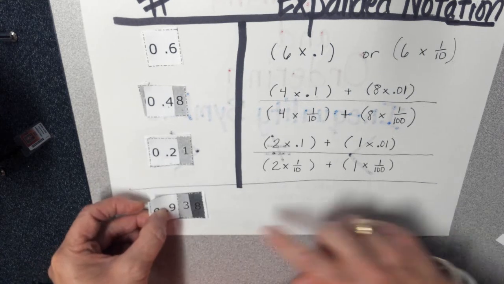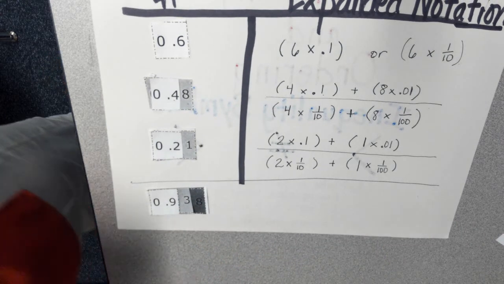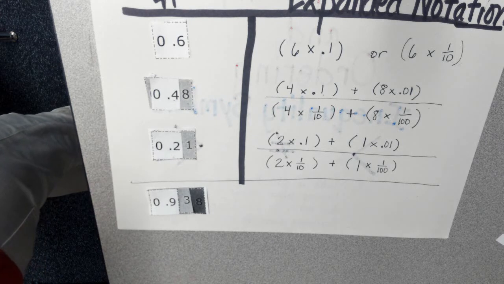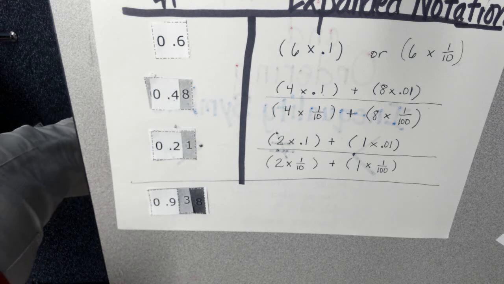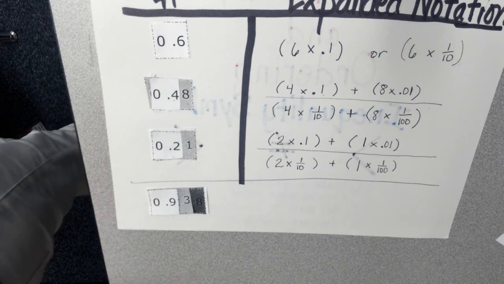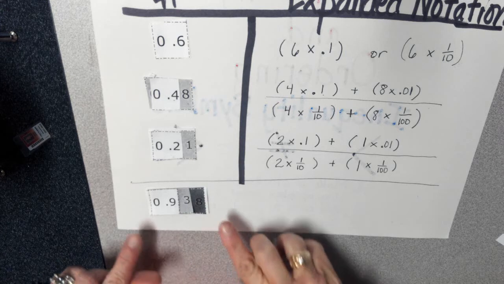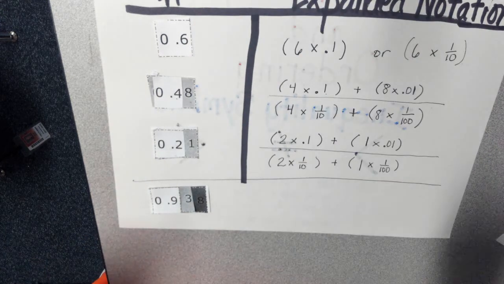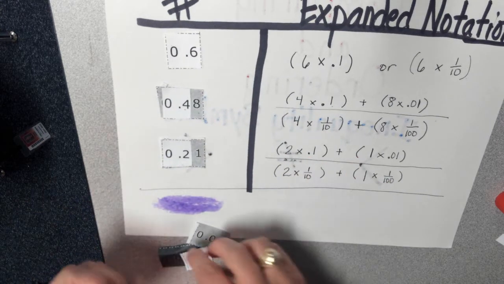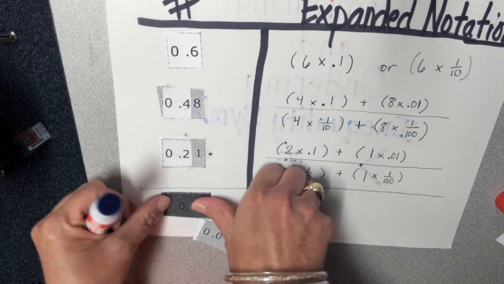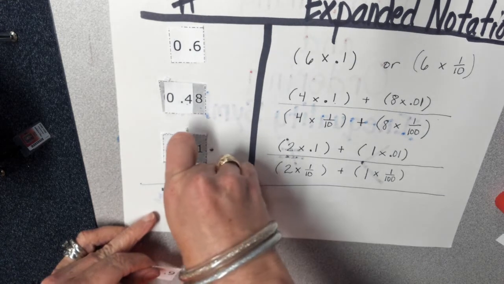So does yours look like mine? You should have a white that is the 9. You should have a gray that represents the 3. And you should have the 8 that represents the thousandths. When you have yours looking like mine, take your glue stick, glue that down. Layer it up.